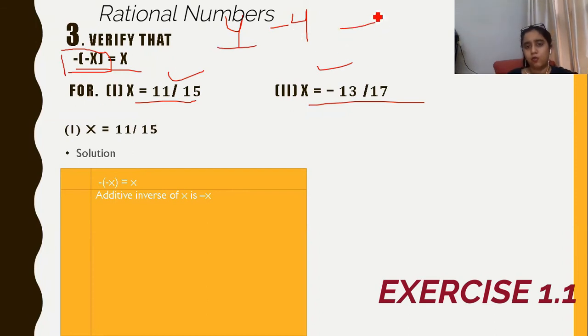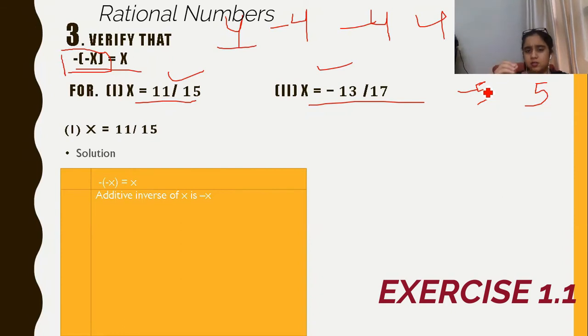Suppose I want to know the additive inverse of minus 4, so its answer is 4. And if I want to know the additive inverse of minus 5, its answer is 5. So in additive inverse the number stays the same, but the sign of that number is changed, like minus 5 will become plus 5 when it is converted into the additive inverse. So additive inverse means the opposite sign of that number.